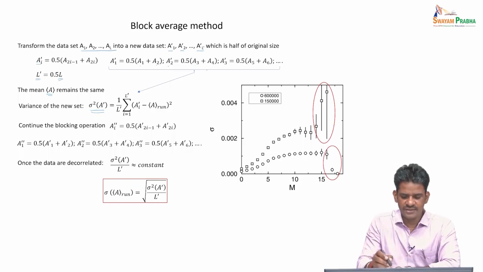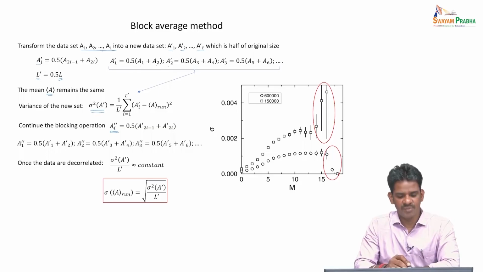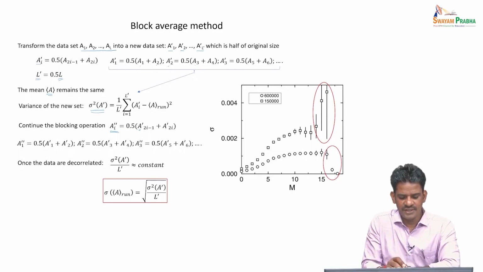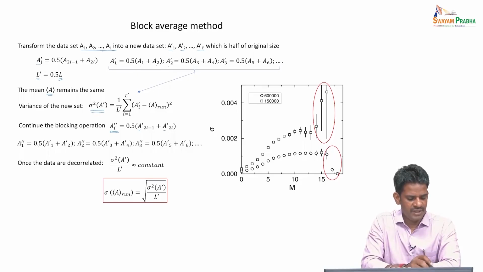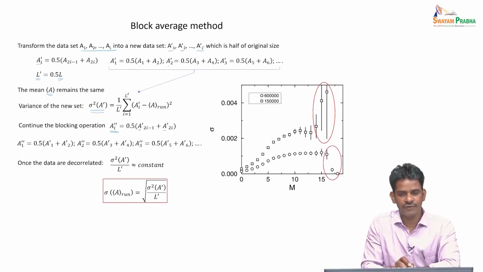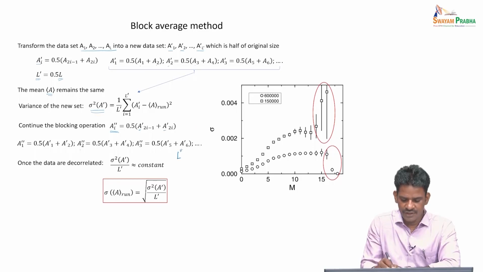And then in the next block operation, we take this new data set A1 prime, A2 prime, and make another new data set which is called Ai double prime, using the data set of A prime. In other words, A1 double prime would be half of A1 prime plus A2 prime, and similarly A2 double prime would be half of A3 prime plus A4 prime. So, by this we would have reduced the length of the data set by half of L prime, or 1/4 of the original data set L.